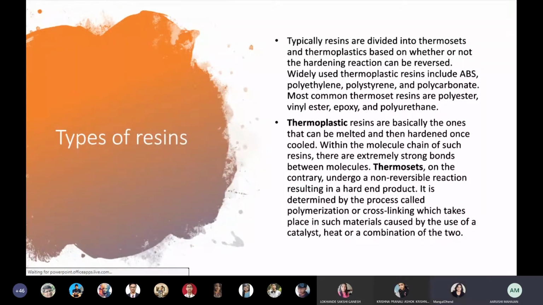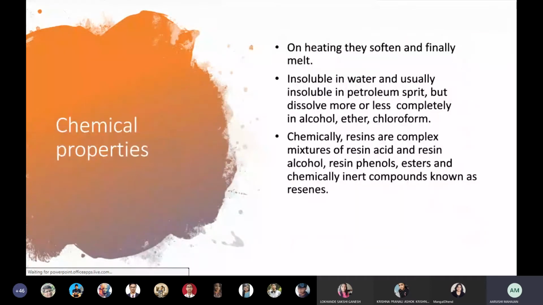Okay, the chemical properties of resins are that, on heating, they soften and finally melt. They're insoluble in water, which is somewhat of a disadvantage. I will explain further how that is a disadvantage. And yes, they're insoluble in spirit, but they completely dissolve in alcohol. Spirit is different from alcohol and chloroform, and hence resins dissolve in alcohol, but not in spirit.